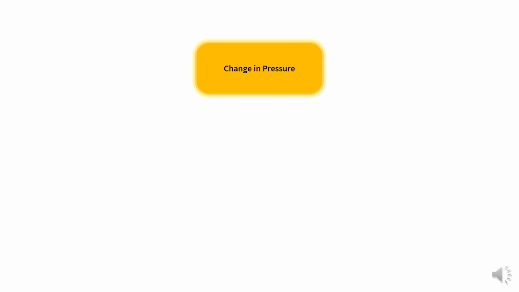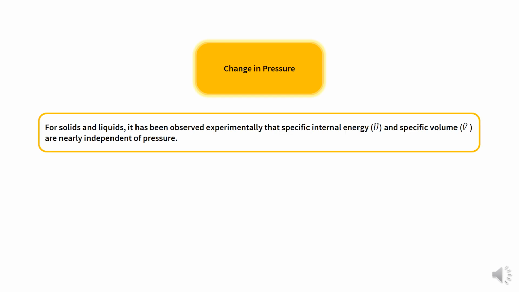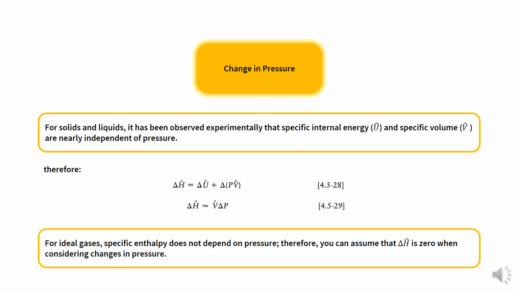In this part is the change in enthalpy as a result of change in pressure. For solid and liquid, it has been observed experimentally that specific internal energy and specific volume are nearly independent of pressure. Therefore, we can write the calculation as the equation below. And for ideal gases, the specific enthalpy doesn't depend on pressure. Therefore, we can assume that delta specific enthalpy is 0 when considering change in pressure.